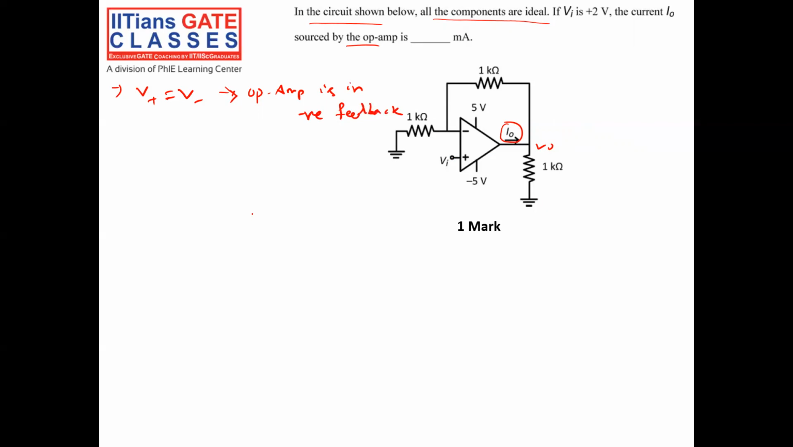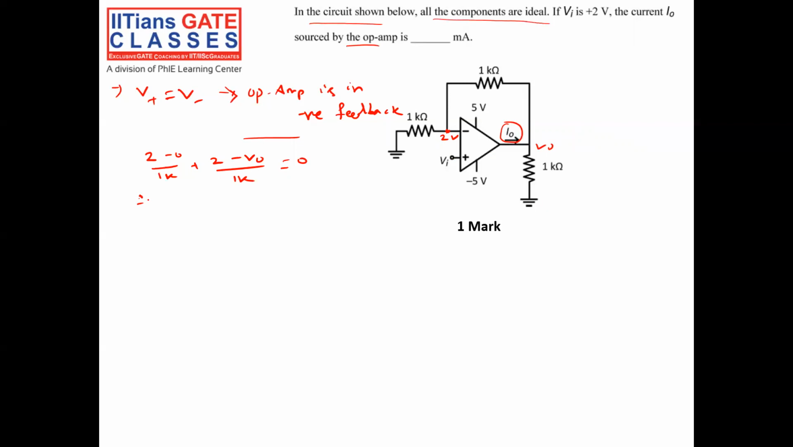Okay. So that means here I'm getting 2 volt. Now I have to calculate what is the output voltage. Put a nodal at this point. 2 minus 0 by 1k plus 2 minus V0 by 1k is equal to 0.